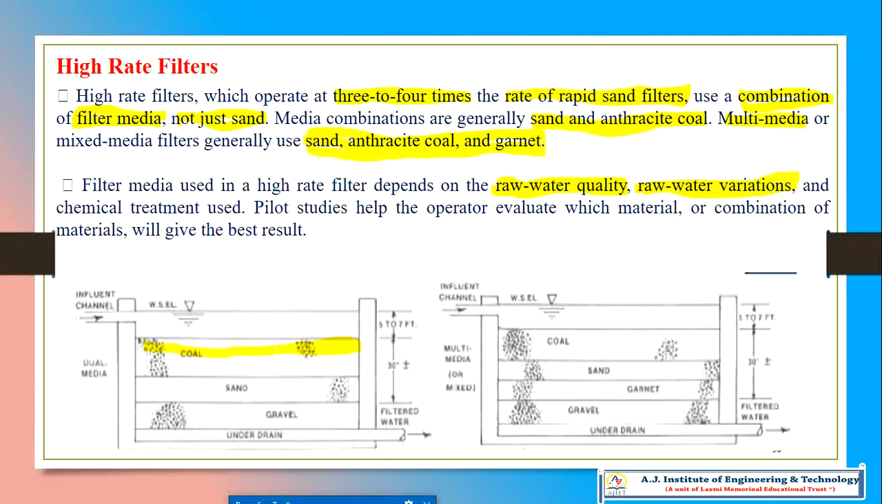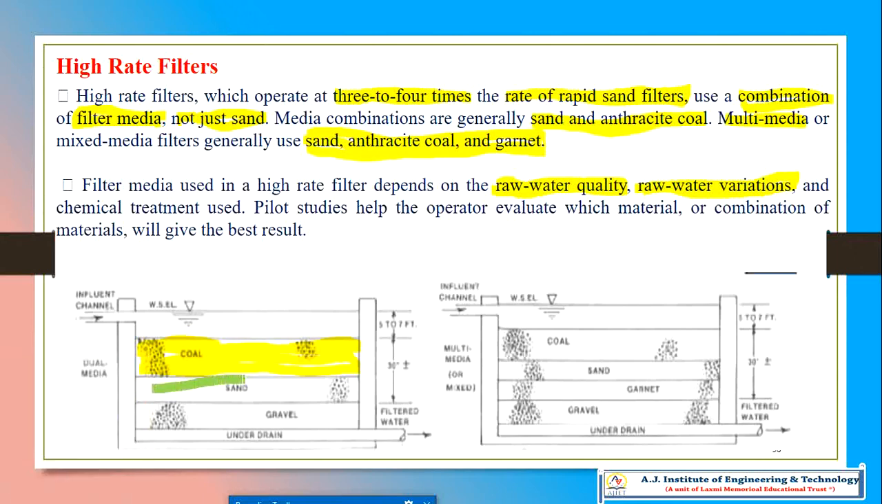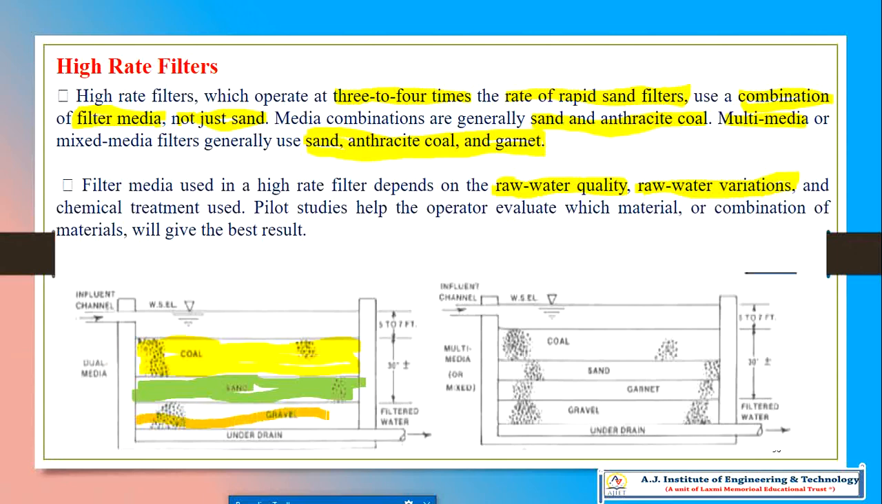You can see here that combination means multi-layer. This is one layer, the layer of coal, which is called a high rate filter. Then one more is the layer of sand, and one more is the layer of gravel. This is called mixed media or multimedia. This is the layer. Okay.